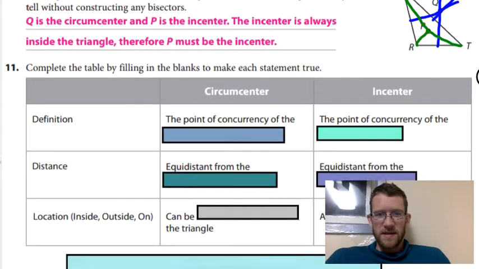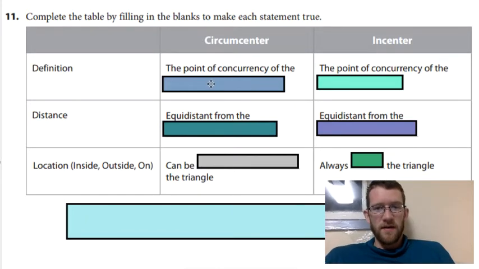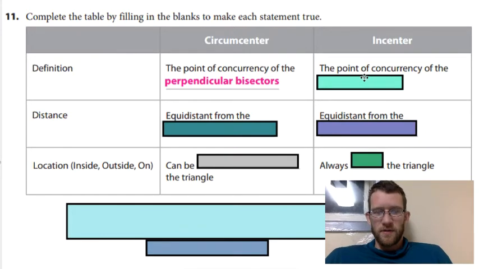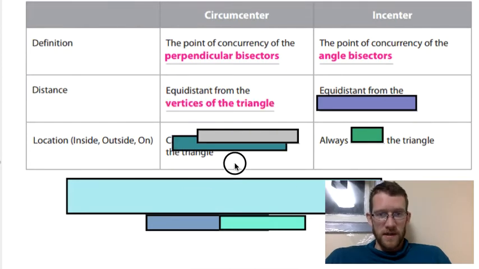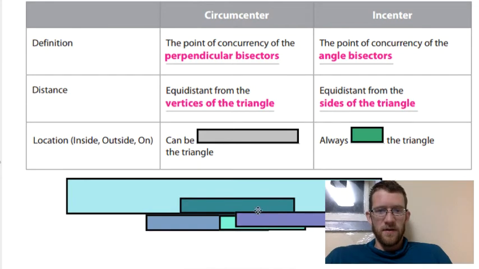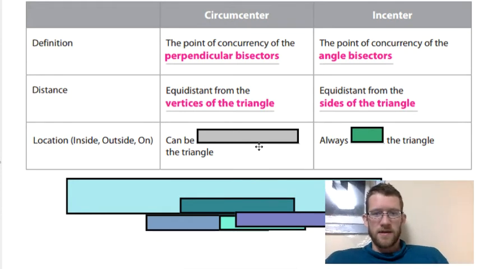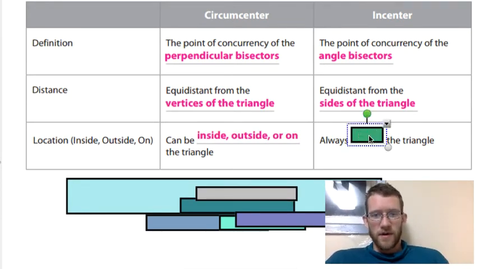Okay, so let's complete this table. The circumcenter is the point of concurrency of the perpendicular bisectors. The incenter is the point of concurrency of the angle bisectors. The circumcenter is equidistant from the vertices. The incenter is equidistant from the sides of the triangle. And then finally, the circumcenter can be anywhere. It could be on the hypotenuse. It could be inside or outside the triangle. And then the incenter is always going to be inside.